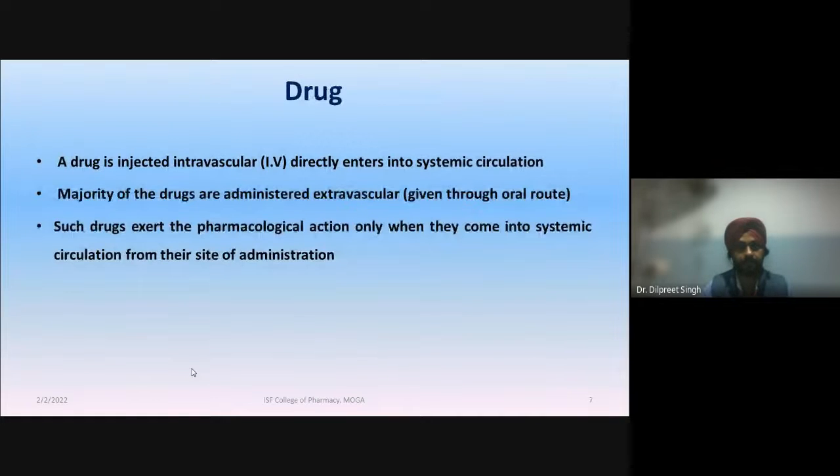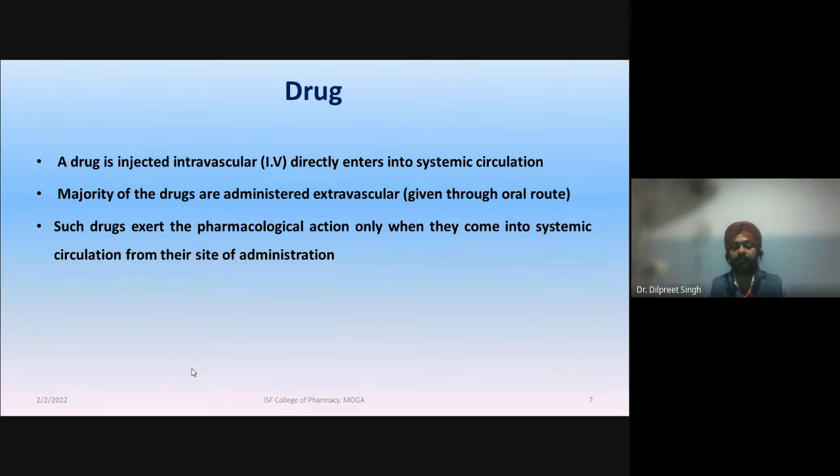For understanding the lecture, firstly we have to understand what actually a drug is. When a drug is injected intravascularly, it directly enters the systemic circulation. The majority of drugs are administered extravascularly, given through the oral route. Such drugs exert their pharmacological action only when they come into systemic circulation from their site of administration. So the majority of drugs, whether given through the oral route or the IV route, exert the pharmacological action at the site of circulation.